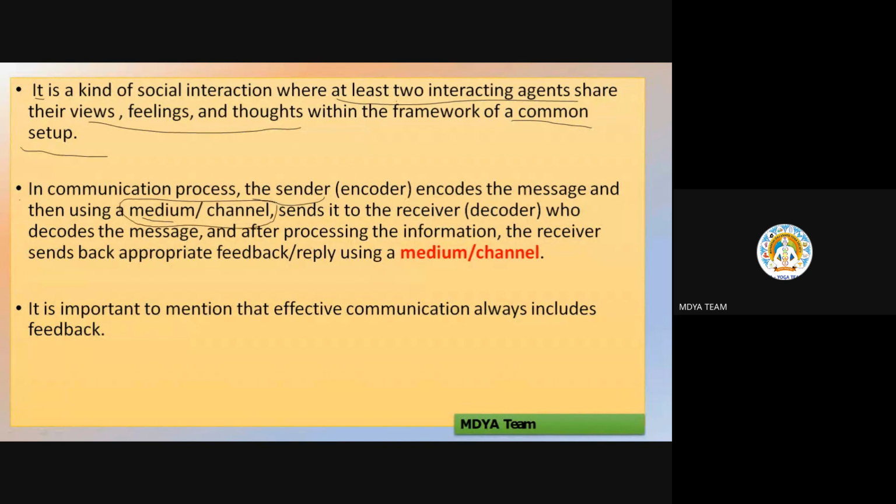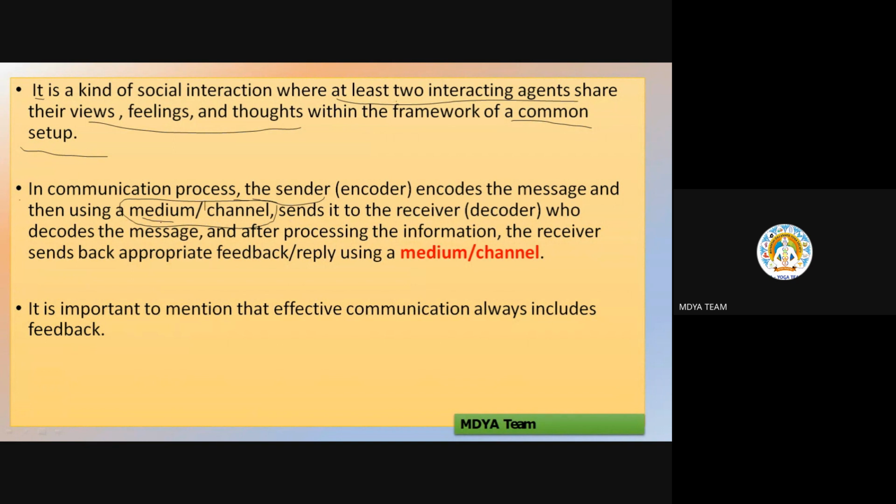So medium is a method or a way through which the message is transmitted. Like it can be through speaking, through writing. It means which form of communication we are using. And a channel is a specific pathway through which the message travels from sender to receiver and from receiver to sender. Like the channel that we are using right now is an online channel, through Google Meet.